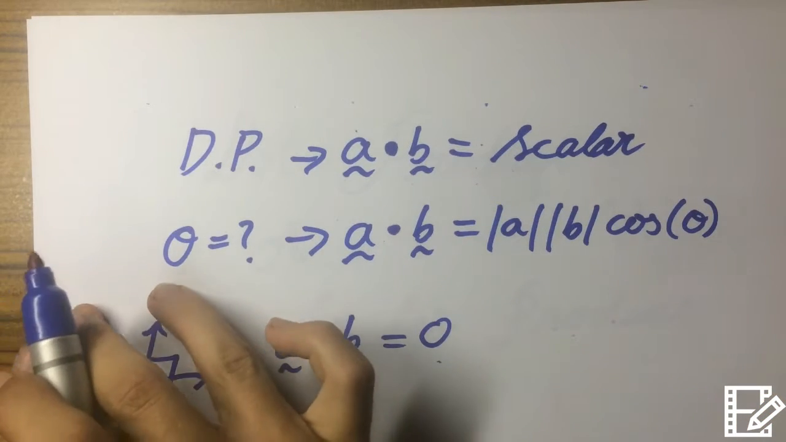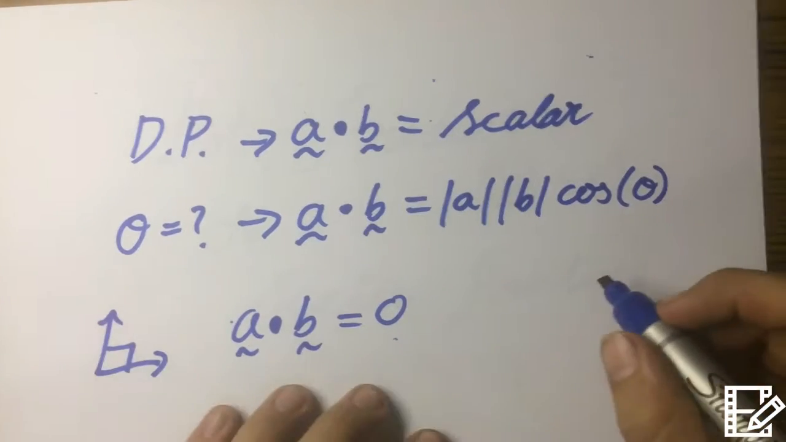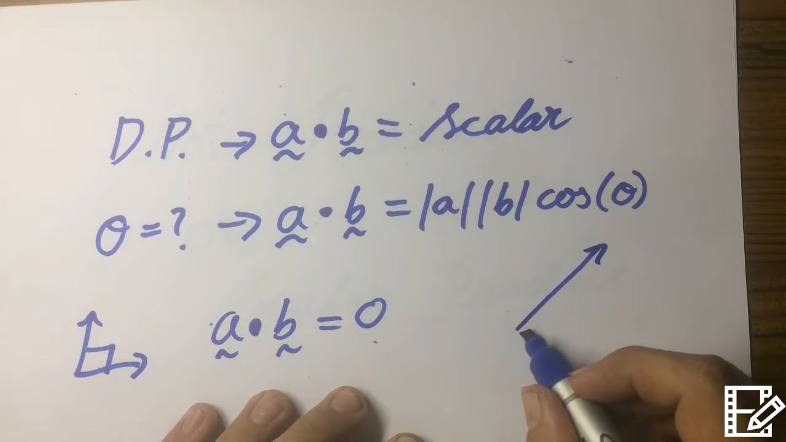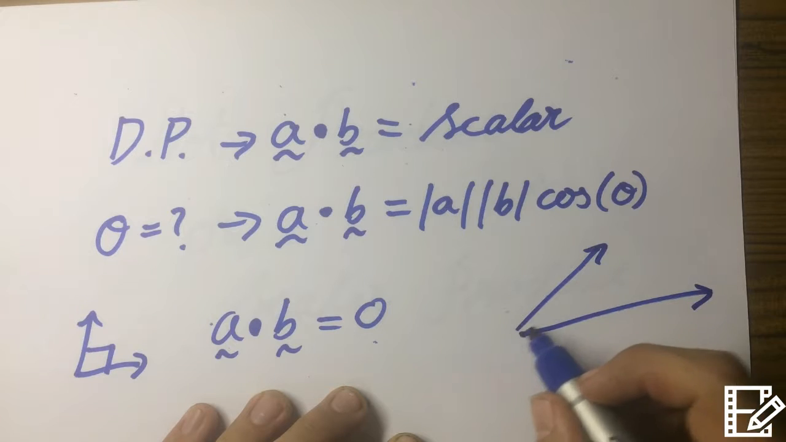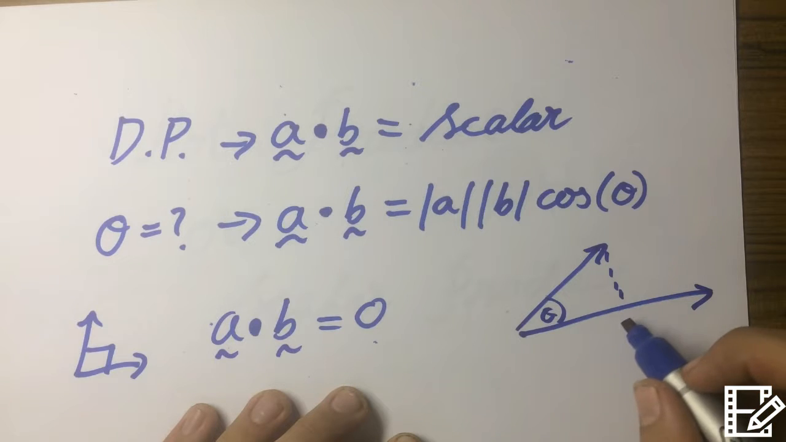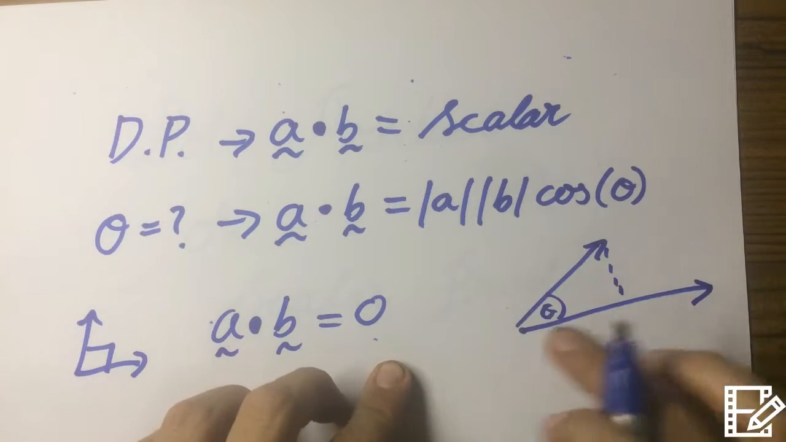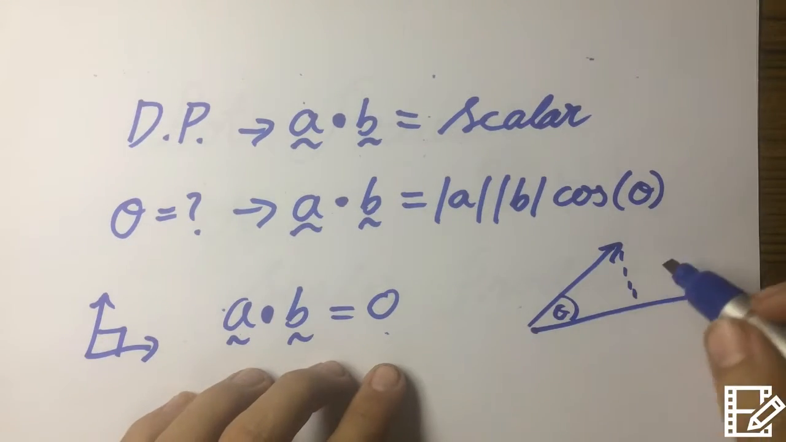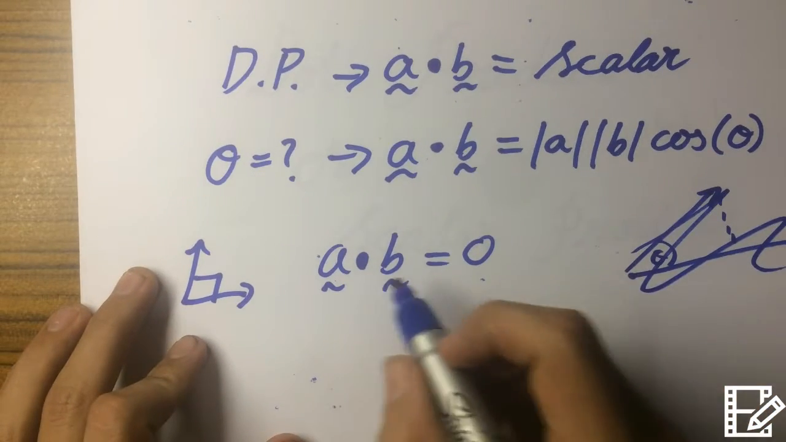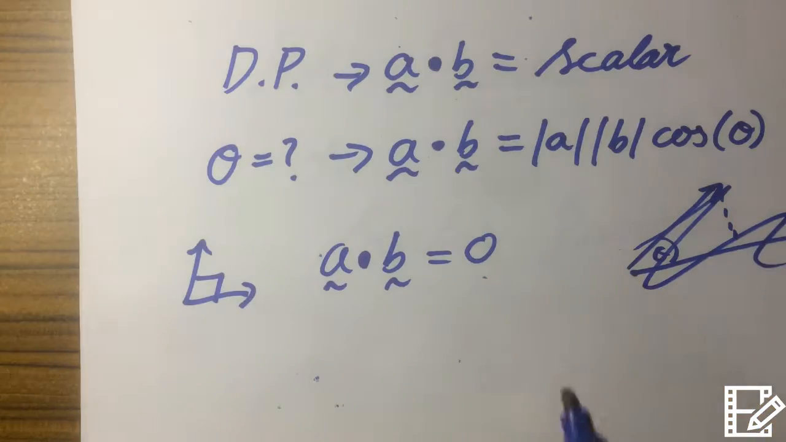To find the angle between the two vectors, you use this formula. Here are vector A and vector B. If you put them tail to tail, you have the angle here, and using this formula it'll give you the angle between the two. And if a dot b equals 0, they are orthogonal, which means they're at right angles to one another, they're perpendicular to one another.